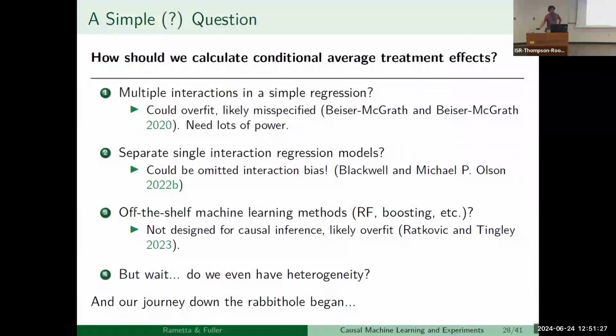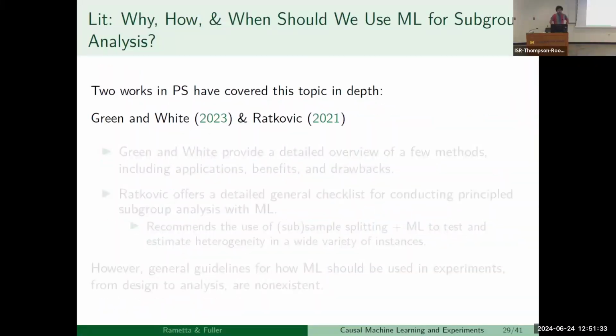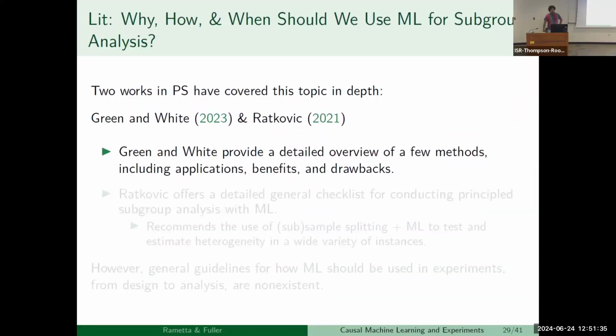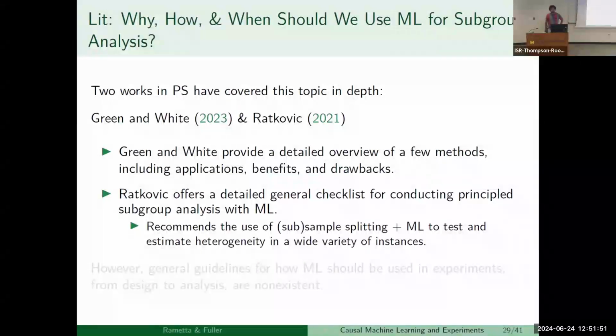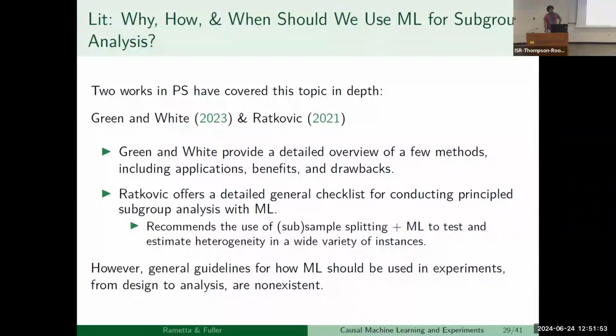And so this kind of led our journey down the rabbit hole of exploring all of these methods and how they should be used. Two works in political science previously have covered this. We have Green and White, which kind of just introduces the methods to political science as a book chapter and talks about it briefly, doesn't go into much detail. And then Rakovic does offer a pretty nice detailed general checklist about conducting specifically subgroup analysis with ML. Recommends some nice things that I won't get into.